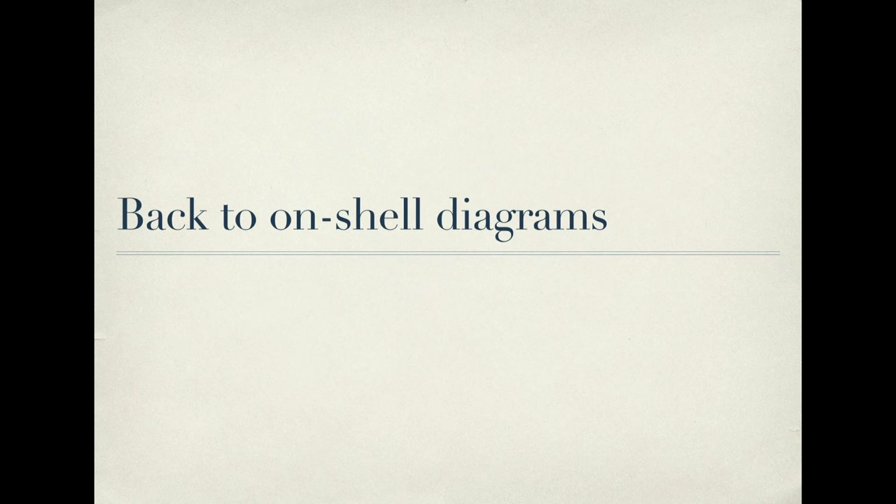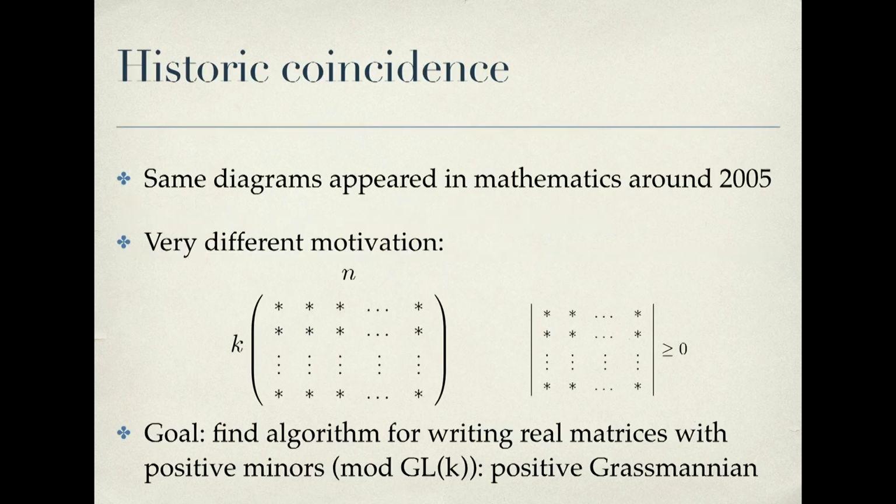So that was just about the theory. We picked this theory, which has some special properties. Now back to on-shell diagrams. And there is an interesting historic coincidence which happened with these diagrams. The same diagrams appeared in mathematics around 2005, so roughly 5-7 years before we studied them, in a very different setup. It had nothing to do with physics at all.